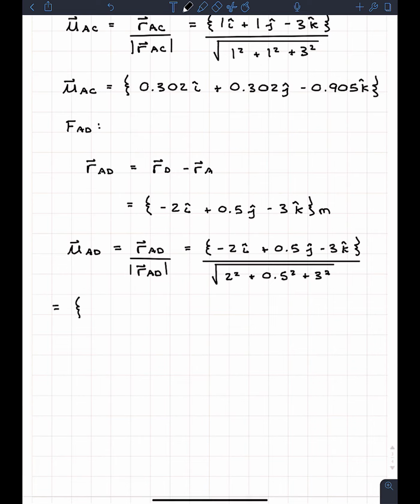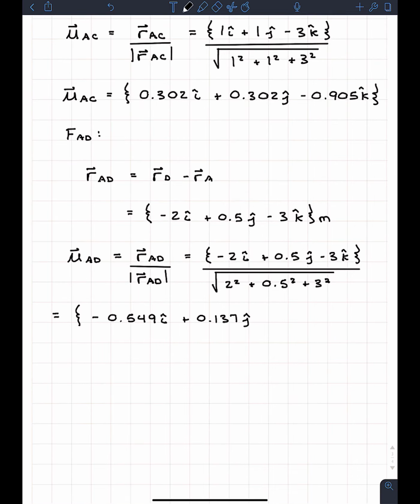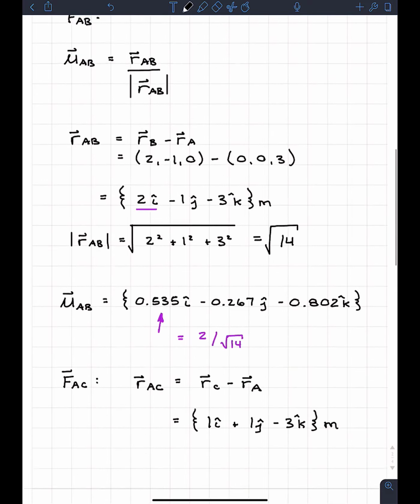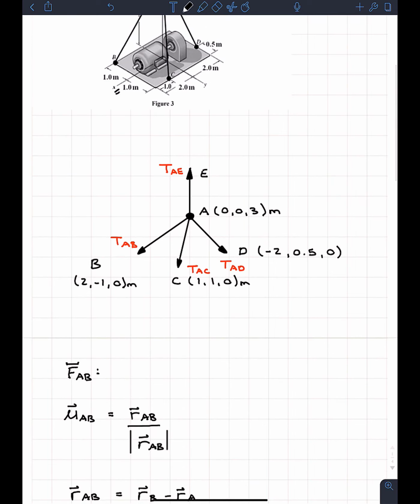First one I get is negative 0.549, and that's in the i. For the j component, I get plus 0.137, and that's in the j. And then I end up with minus 0.824 in the k. And we can end this, and of course a unit vector has no units, so we're good to go. Now if we look at the free body diagram, we found the unit vectors for all those: TAB, TAC, and TAD. So we're looking pretty good right now.